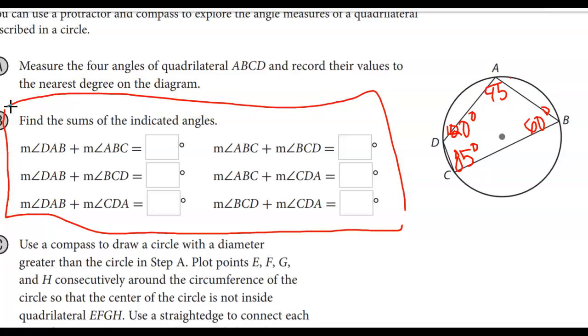So we have angle DAB, so that's going to be 95, right? That's what it means. It's that number in the middle. 95. I'll put a 95 right here. Okay, and angle A right here, BC, which is 60 plus 60. So 95 plus 60 is going to give us 155. Okay, so if you want to explore some relationships in here, you totally can. You can pause the video and do the rest of these.